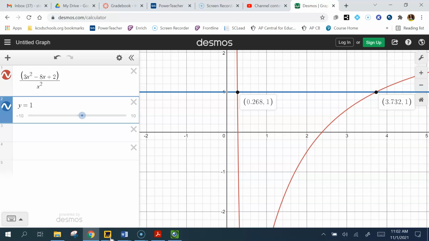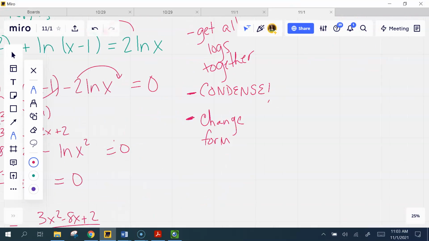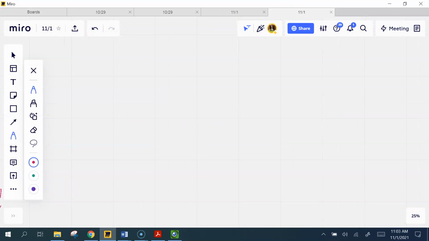Let's do 1 you can solve. If you just do the bottom in parentheses, it'll do 3x squared minus 8x and then plus 2 over x squared. All right, uno más. Sorry. Uno más more. Clearly.